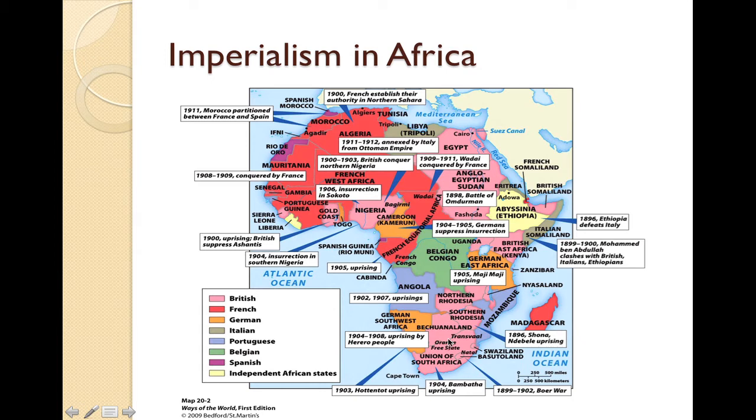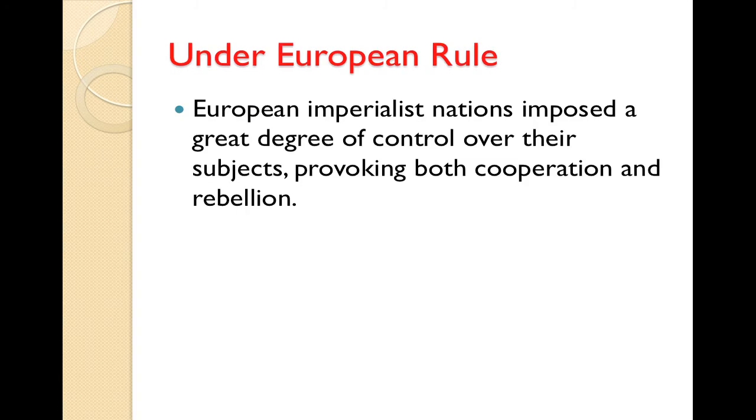There are two independent nations in Africa. Ethiopia, which resisted takeover by the Italians, and this country here called Liberia, which was founded by freed slaves from the United States. And if you look at their flag, you will see the resemblance between the Liberian flag and the American flag. So that's what this chapter is about, the causes and effects of this wave of imperialism in the 19th century. The next red heading is called Under European Rule.